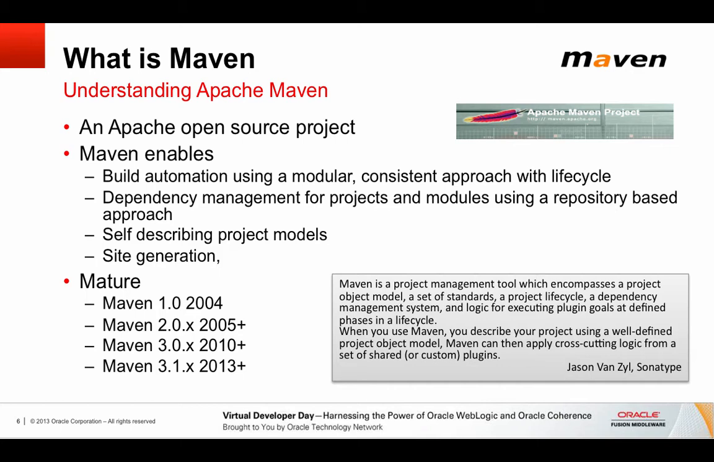Maven is now a very mature project run under the Apache Open Source Foundation. It was first produced around 2004, and over various iterations we're now looking at Maven 3.1.